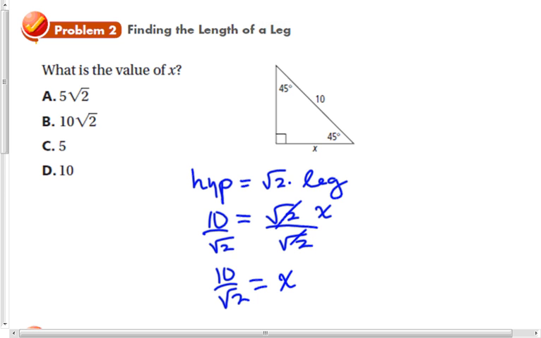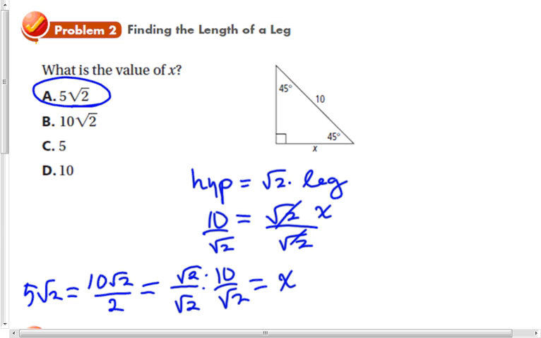This is actually not simplified, so I'm going to simplify it by rationalizing the denominator. If I multiply the denominator by the square root of 2, it'll become a whole number, because the square root of 2 times the square root of 2 is 2. I'm also going to multiply the numerator by that. When I do that, I get 10 times the square root of 2 over 2. And 10 divided by 2 is 5 times the square root of 2. So my answer is A. All right, you try that.